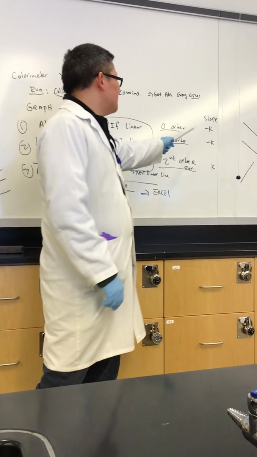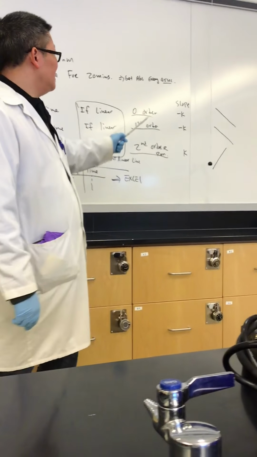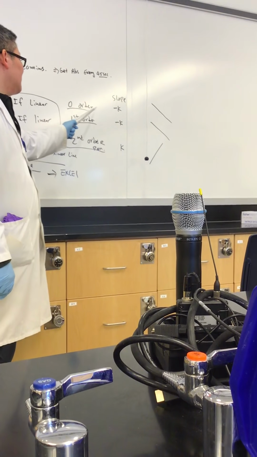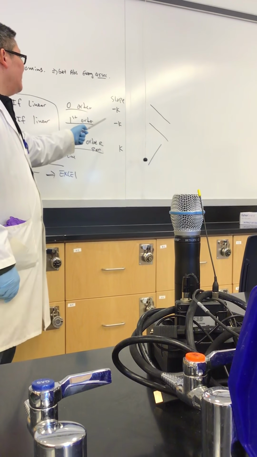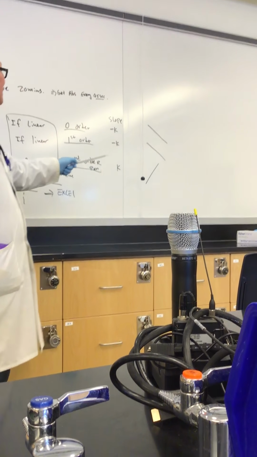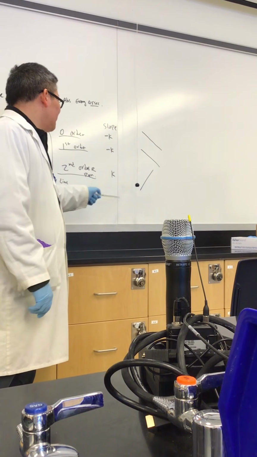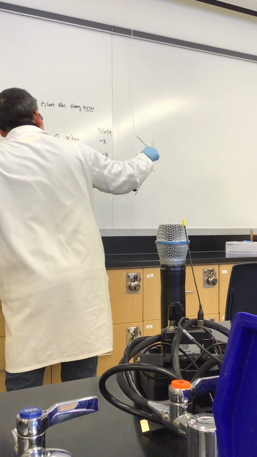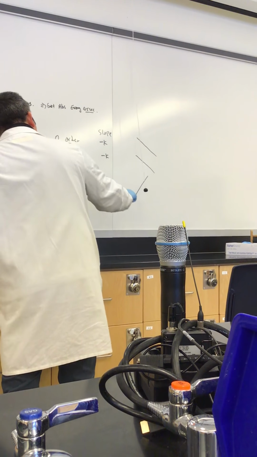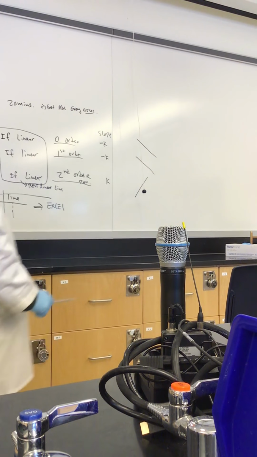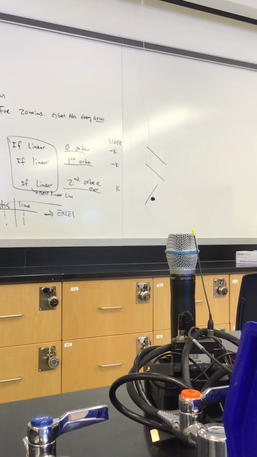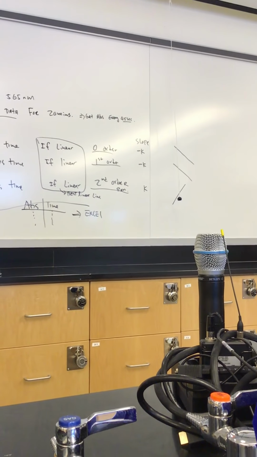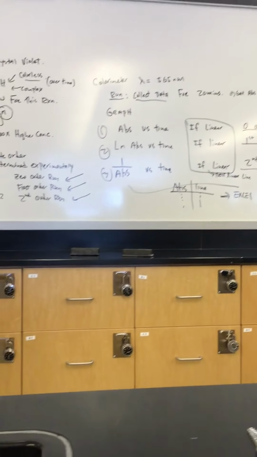Notice the slopes for each of the graphs. The first one, 0 order, you have a minus k, you have a minus k for the first order, and for second order, it'll be a positive slope. So a negative slope is going down this way, and a positive slope will be going up that way, okay? So now we'll come to the experimental part, and we'll show you the reaction data.